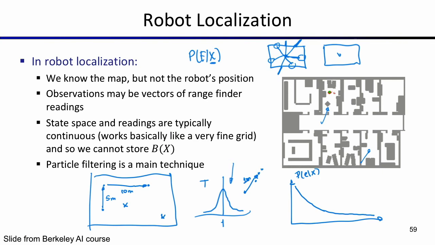But we can think that if the error is small, we should have a large probability of the robot being in that position. If the error is large, we should have a very small probability of it being in that position. So we can think about a more concrete example here.